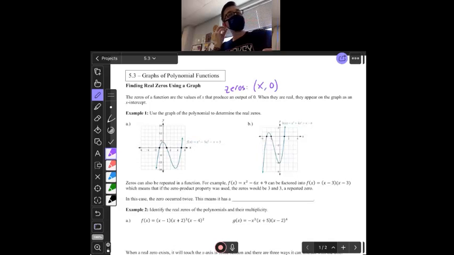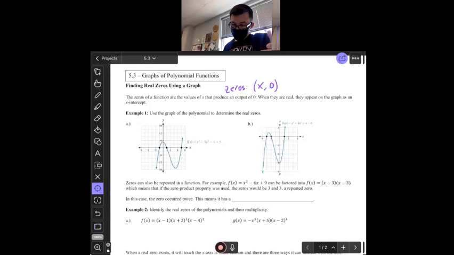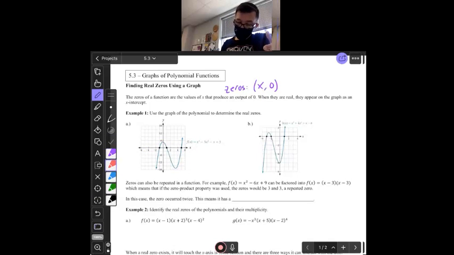Okay? Well, this shouldn't be new to you. You guys have seen this before, right? Whenever y is zero, we're talking about the x-axis. So if we're talking about the x values of the function that touch the x-axis, then that means we're talking about the x-intercepts. So zeros are the same as x-intercepts. So if we're using a graph to find the zeros, that means all we have to do is look at the x-intercepts on the graph. Well, that's pretty easy. Okay? So zeros are the same as x-intercepts.